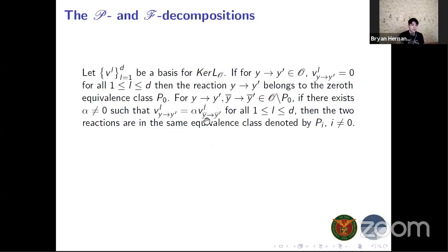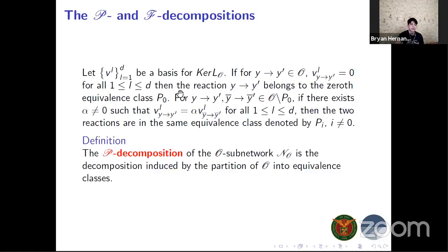Now, suppose we have a basis for the kernel, and you write the matrix representation of the kernel. The idea here is that you partition the reactions in the orientation into equivalence classes. Two elements of the orientation are in the same equivalence class if the corresponding row is equal or a scalar multiple of the other. And then the corresponding decomposition is called a P decomposition.